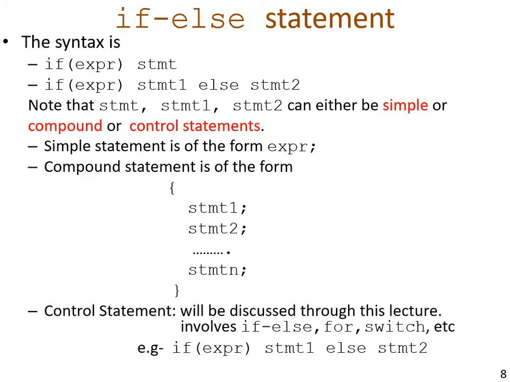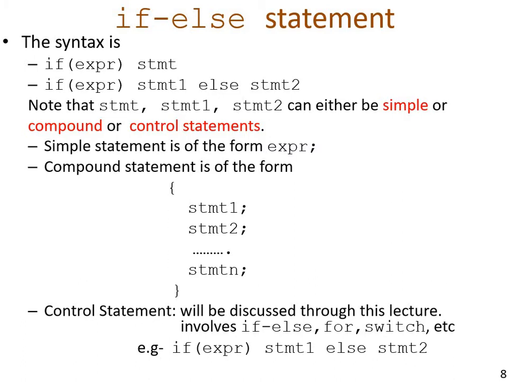A simple statement is in the form of an expression, whereas a compound statement is enclosed in curly brackets. If you have multiple statements in the same block, it is called a compound statement. If it is a simple statement, it is written without any curly brackets. The control statements, such as if else, for, and switch, will be discussed through this lecture. For all of these, we can either write a simple statement or use a compound statement. If you have multiple statements, it is called a compound statement, which needs to be enclosed in curly brackets. Else we can write a simple statement.